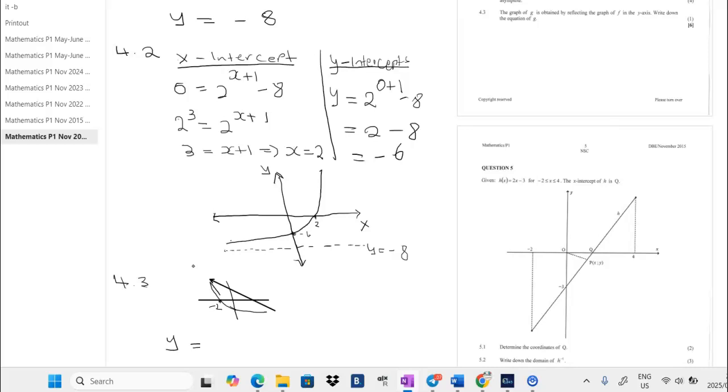So they want us to find this equation. Our equation is going to be 2 to the power of -x plus 1, minus 8. Okay, we're done with the question on exponents.